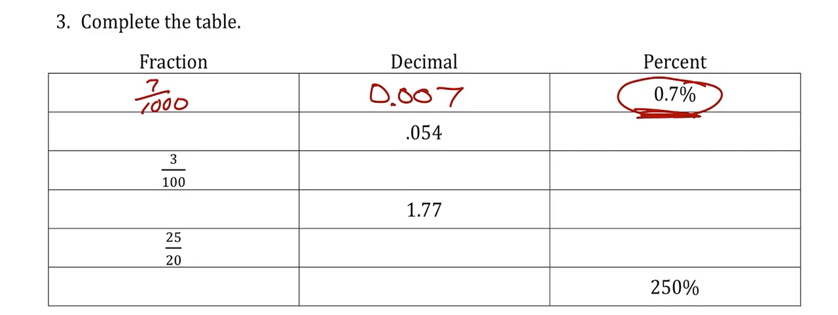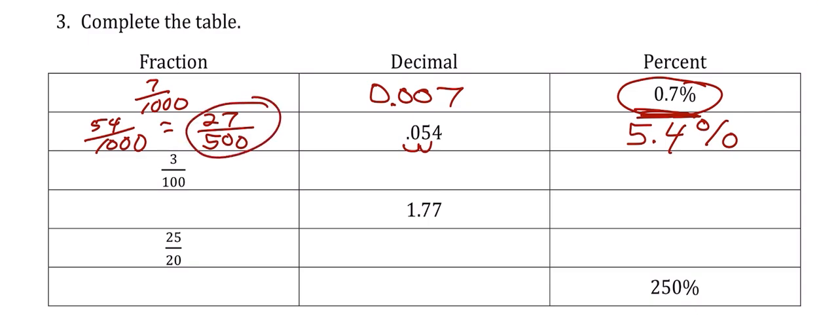Okay, let's look at the next one. This time we start with the decimal. So we're going to move the decimal 2 to the right to make it a percent, which becomes 5 4/10 or 5.4%. So that particular fraction is going to be, since it's 0.054, if you want, we could start it off as 54 over 1,000. Okay, and now we can reduce that to 27 over 500. That would be our final answer for that.